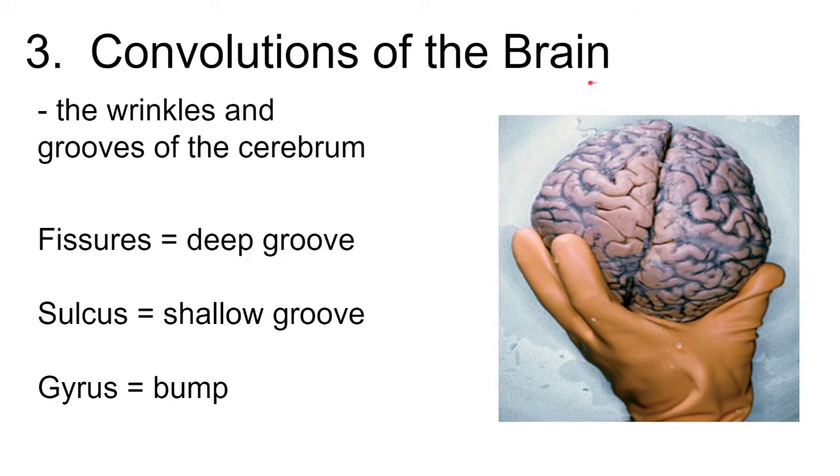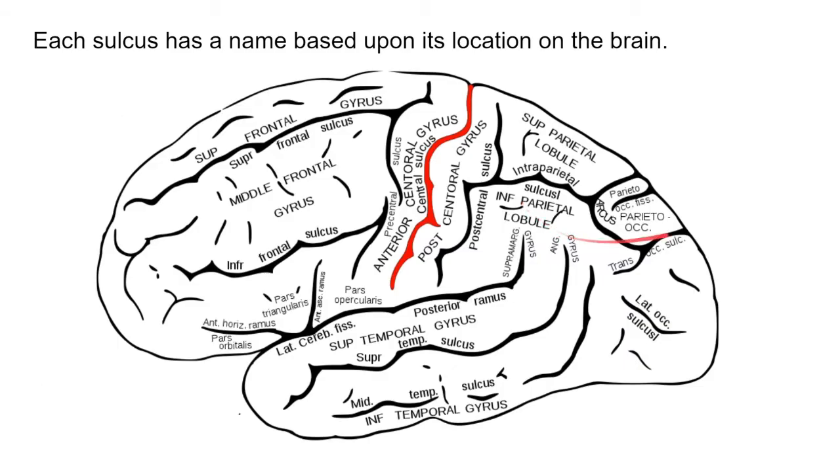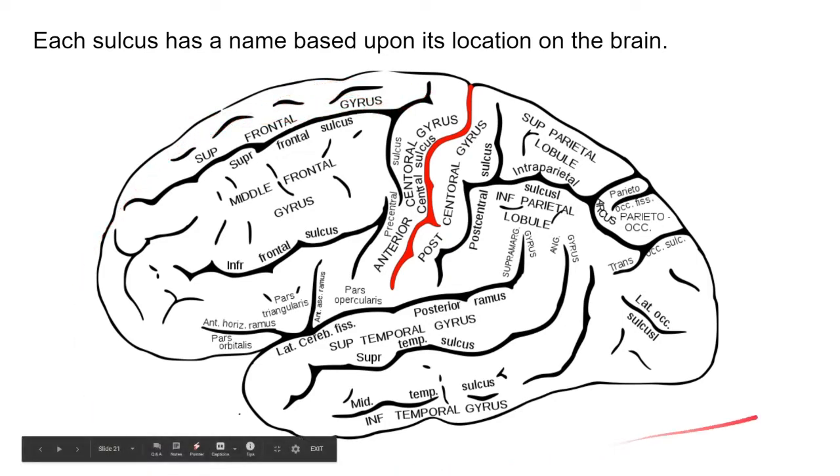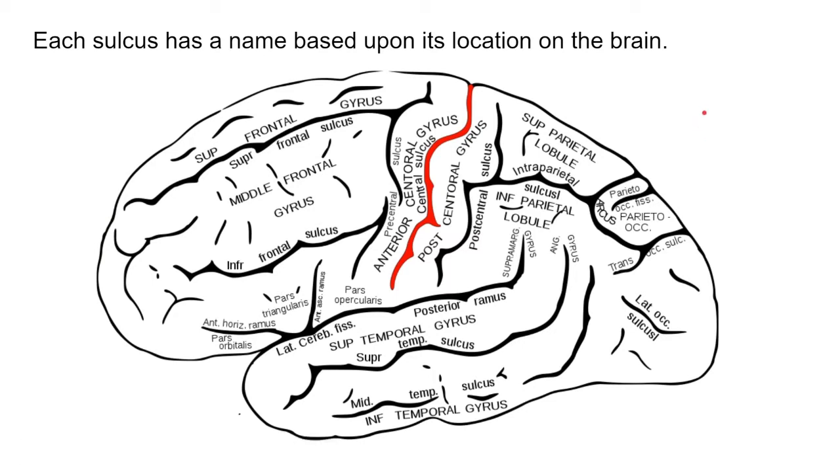Convolutions of the brain, these are just going to be those wrinkles that you can see in the cerebrum. You can have deep grooves known as fissures, you can have shallow grooves known as sulcus, and then the bumps are known as gyrus. Each of them are named based on where they're found. So the superior frontal gyrus, superior top, frontal towards the front, gyrus is just a bump. So you won't have to know these, but every part of the brain does have a name based on its location.